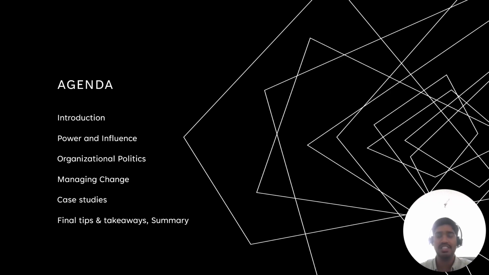Today our agenda is going to be simple. I will walk through the introduction, read about power and influence, define what power is, what influence is, what organizational politics is, what managing change is, and I will talk through a couple of case studies and final tips and takeaways, and a summary of the whole presentation will be covered at the end.